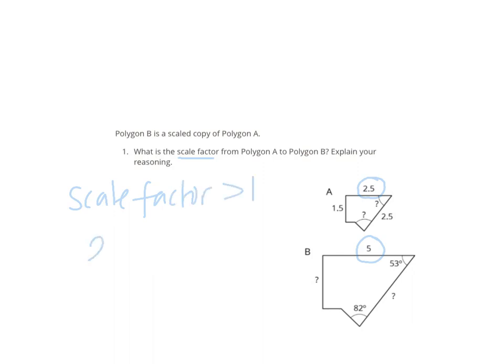So to figure that out, we want to think about 2.5 times some number, that's our scale factor, is 5. What number is going to get us to that? Think about doubling it. If we double 2.5, that will give us 5. So 2.5 times 2 is 5. Therefore, our scale factor is 2 for this particular problem.